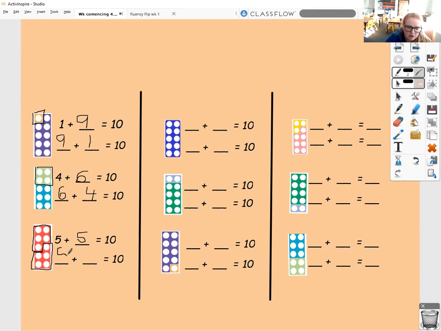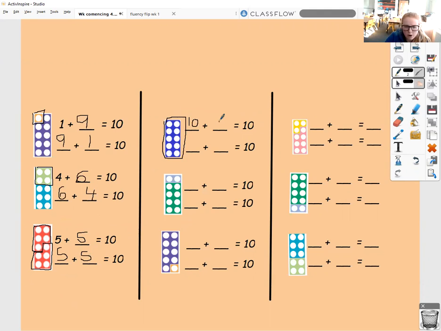Well, if we swap our 5s around, it looks just the same. It's 5 plus 5 equals 10. Let's have a go at this one up here. Our whole is 10. What piece of Numicon is this, though? Even though 10 is our whole, what piece of Numicon is this?